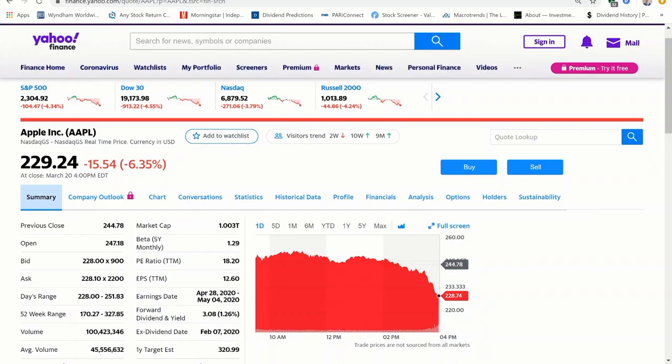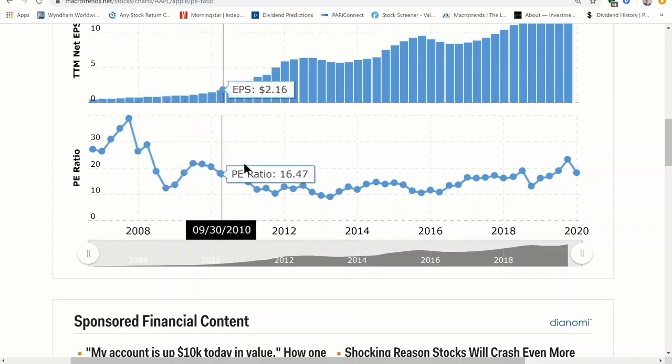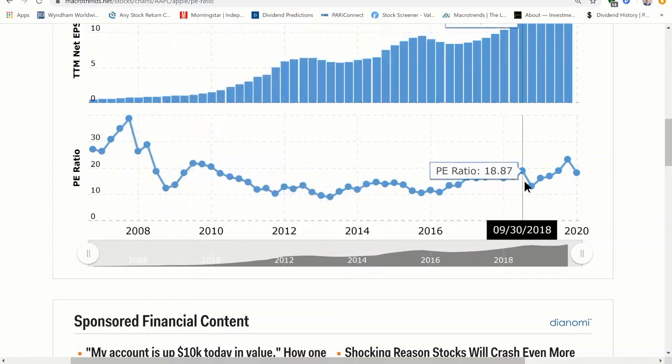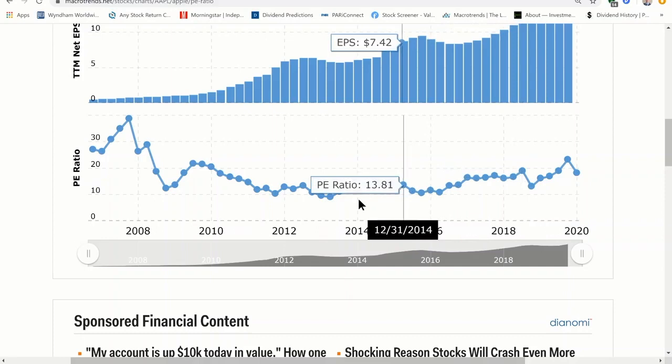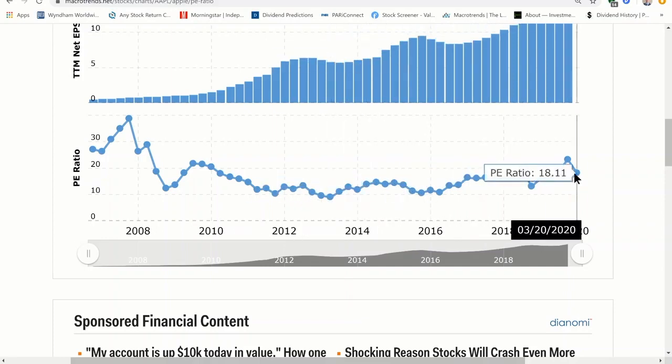Let's take a look at macrotrends.net. This website shows us the PE for Apple from 2007 until 2020. As you can see, the PE has gone down as low as 9. While the current PE is not the highest, it is higher than Apple's PE typically is. This would suggest its valuation is higher than usual.